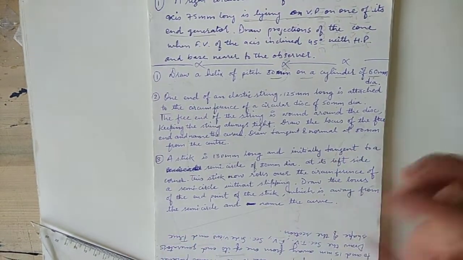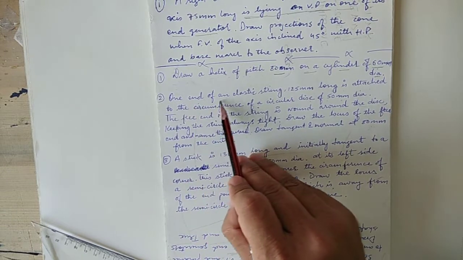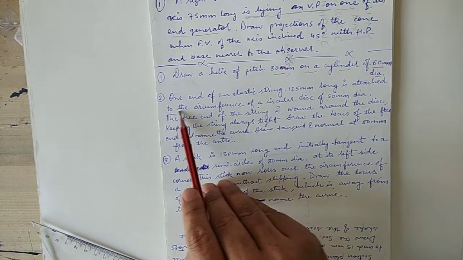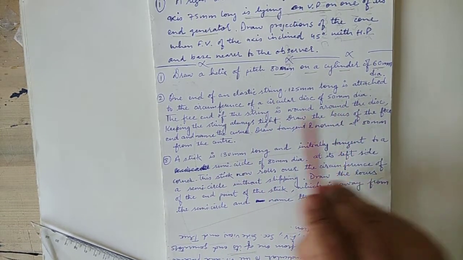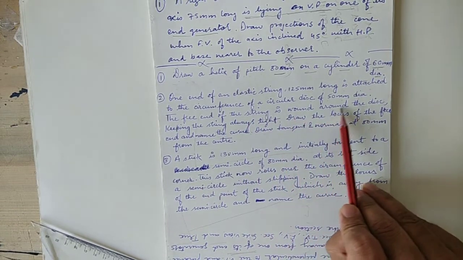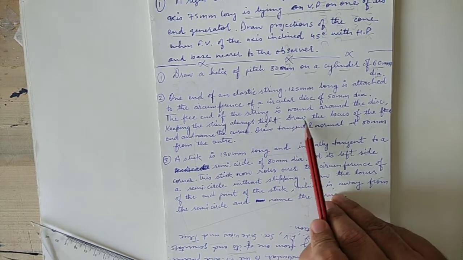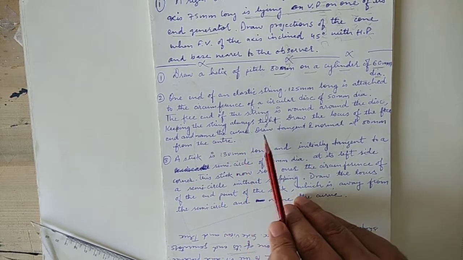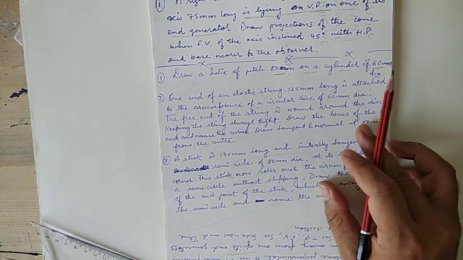Hello students, question number 2 of your assignment, engineering curve. One end of an elastic string 125 mm long is attached to the circumference of a circular disc of diameter 50 mm. The free end of the string is wound around the disc, keeping the string always tight. Draw the locus of the free end and name the curve. Draw tangent and normal at 80 mm from the center.